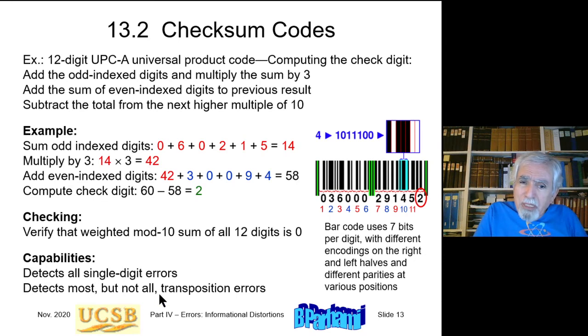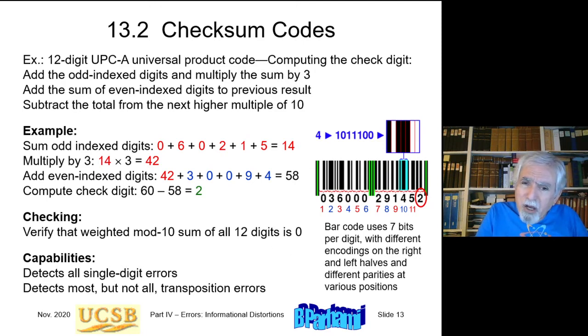It detects most, but not all transposition errors. So let's take an example. Let's say this 1 and 4 being transposed. So the normal sum would be 1 times 3, because this is an odd position, plus 4, which is 7. When you transpose it, it will be 4 times 3, 12, plus 1, 13. And therefore, the sum will not be a multiple of 10. There are exceptions, though, and I leave that as an exercise for you to determine what types of transposition errors are not detected by this code.